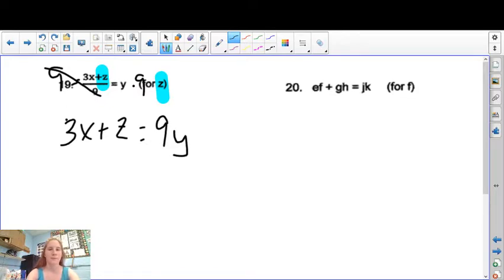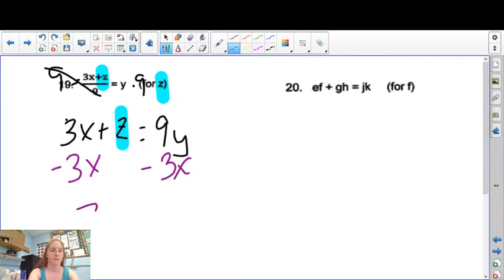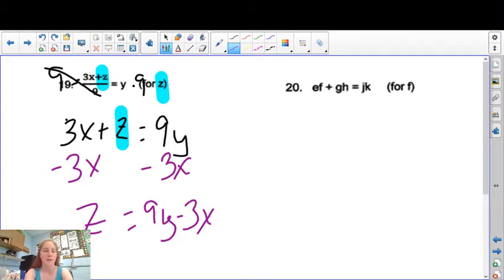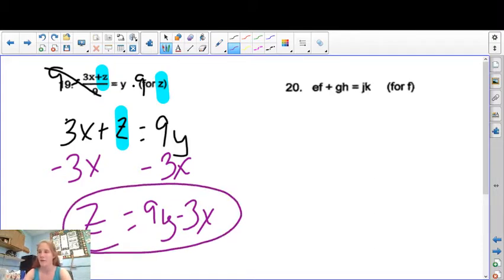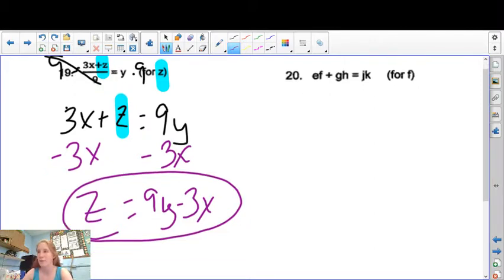I'm going to go back and highlight what I'm looking for. I want my Z, so I need to get him by itself. So right now he's being added with the 3x, so I'm going to go ahead and subtract 3x from both sides. But if you notice, 9y and 3x, they're not the same variable. So we just stick them together exactly how I see them. So 9y minus 3x. And that's what Z is equal to.